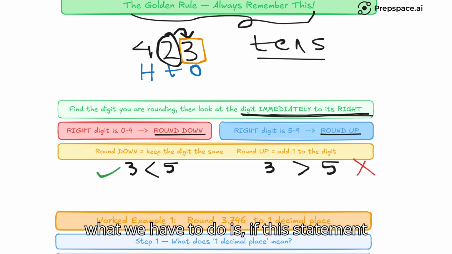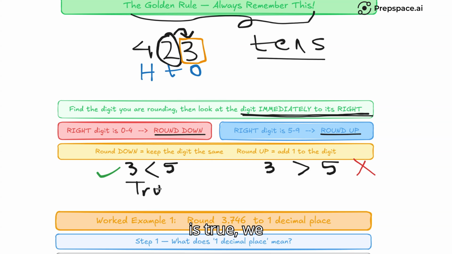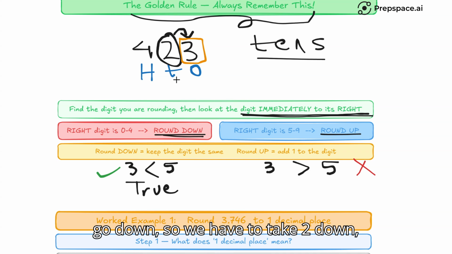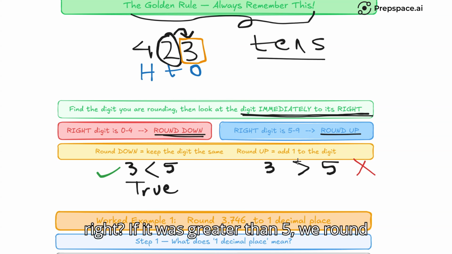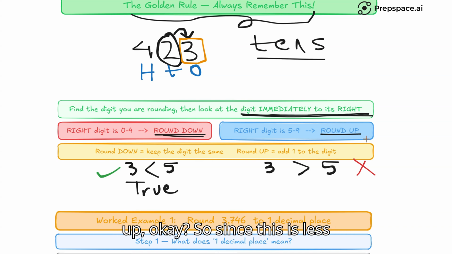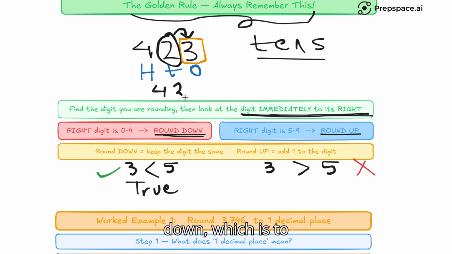So what we have to do is, if this statement is true, we round down. That means we go down. So we have to take 2 down, right? If it was greater than 5, we round up. Okay, so since this is less than 5, we round down, which gives us 0.